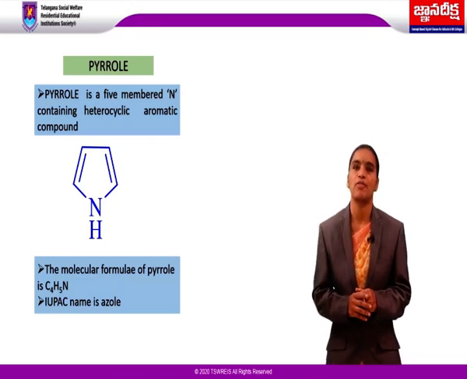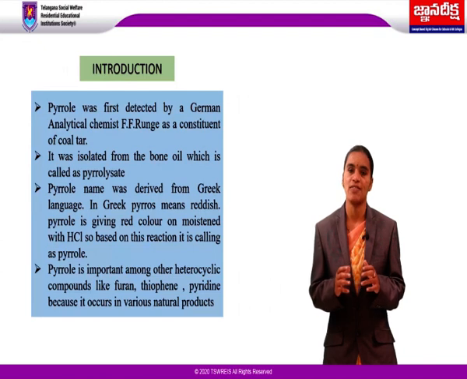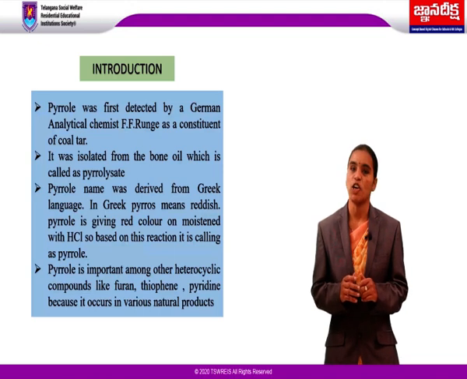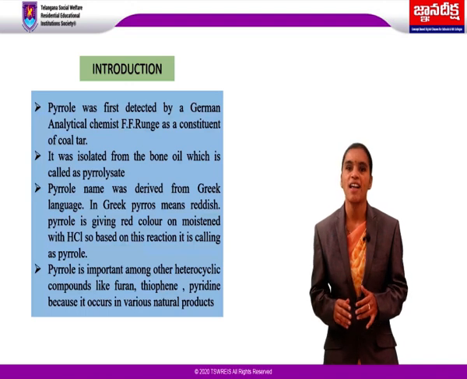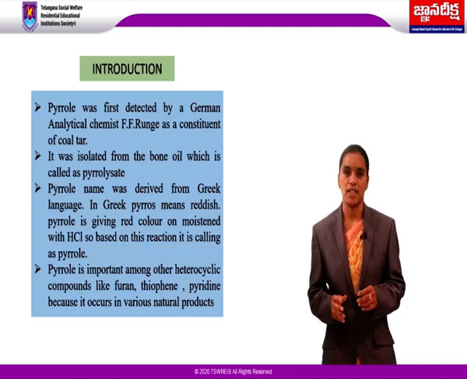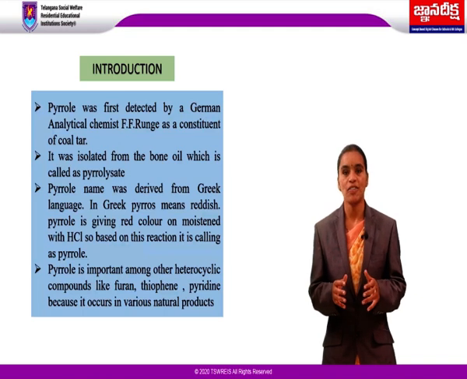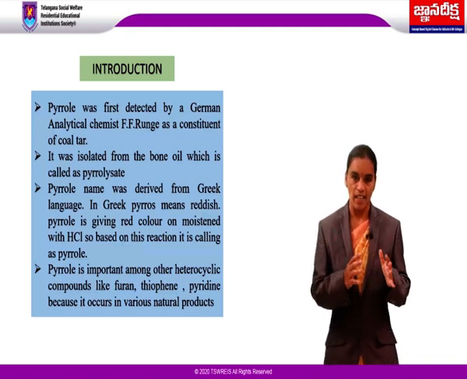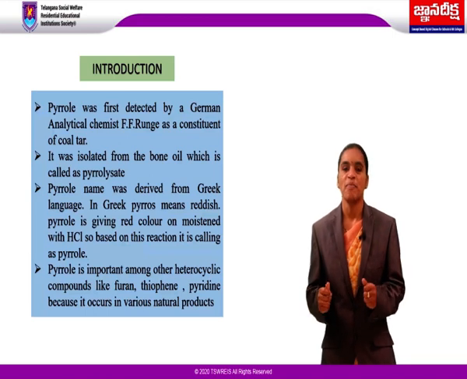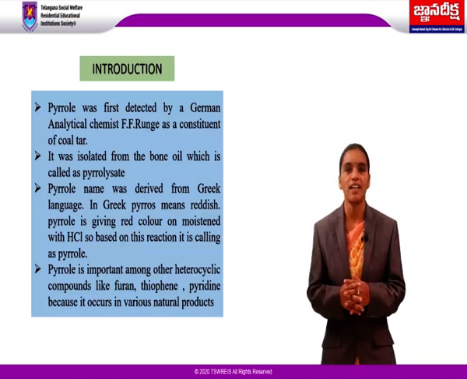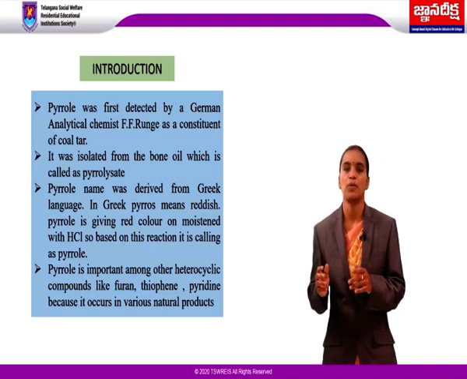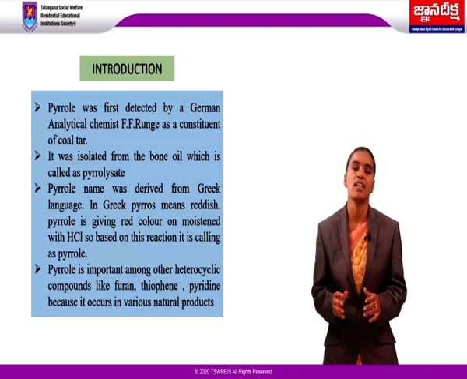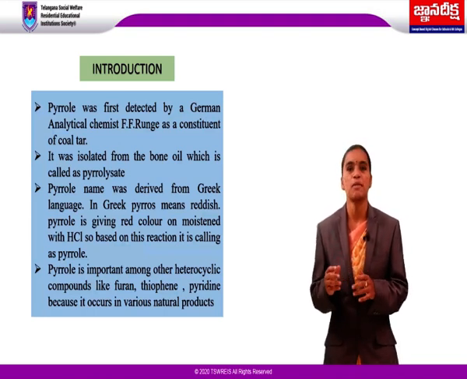Let's see the introduction of pyrrole. Pyrrole was first detected by a German analytical chemist, F.F. Runge, as a constituent of coal tar. Later it was isolated from bone oil, which is called pyrrolysate. The name pyrrole was derived from the Greek language. In Greek, pyrros means reddish. The relation between this red color and pyrrole is that it gives a red color when moistened with hydrochloric acid. So based on this reaction, it gets the common name pyrrole.